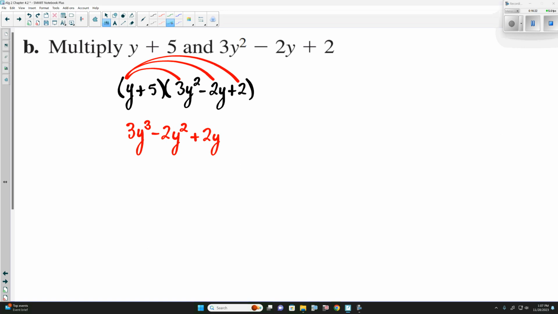And once we finish distributing the y, we can do the same thing with the 5. 5 times 3y squared is plus 15y squared. 5 times negative 2y is negative 10y. And 5 times 2 is plus 10. Questions on this here?